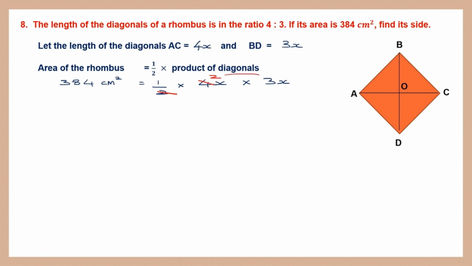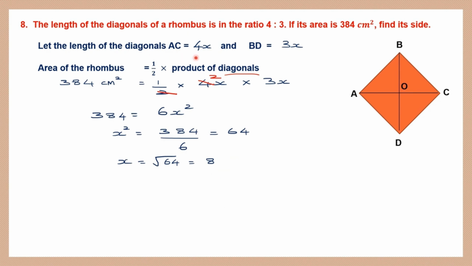Now let's multiply. So here on this side we have 384. On this side what do we have? 2 into 3 is 6. x into x is x square. Now we're going to find the value of x square first. So x square is equal to 384 divided by 6. And that is 64. So x square is 64. So x will be the square root of 64, which is 8. 8 8s are 64. So we have found the value of x.